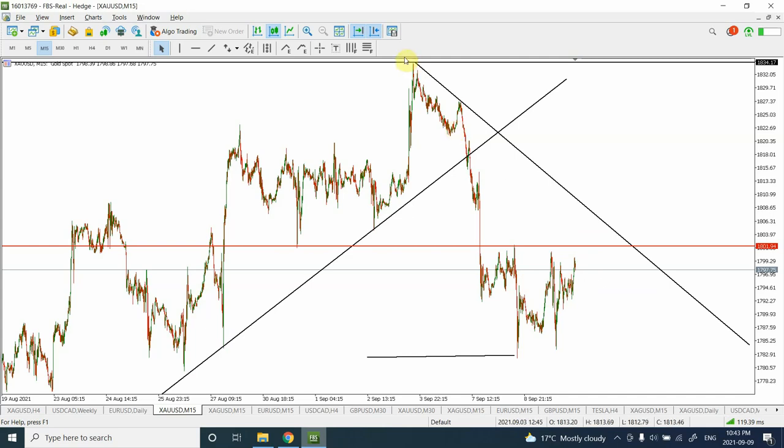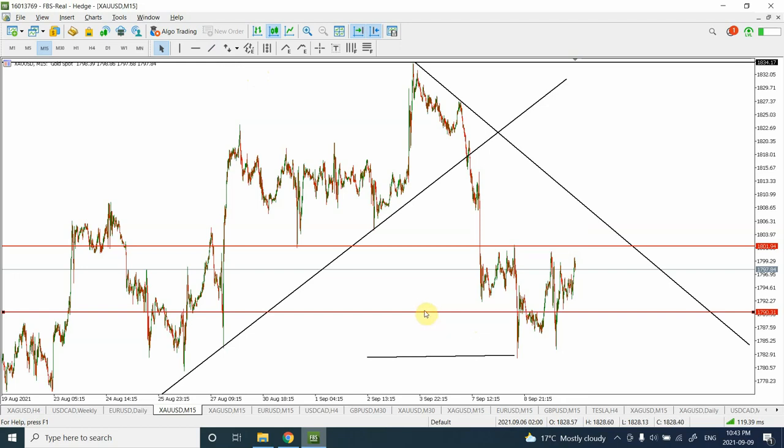So I believe that we have completed an impulse wave right over here, and I believe that either we are very close to finishing the pattern, or we have already finished the pattern. How can we find the confirmation that the pattern is complete? Let me see if we can.